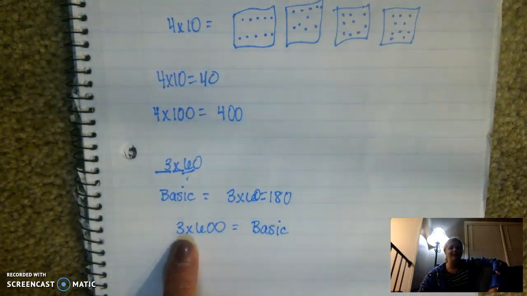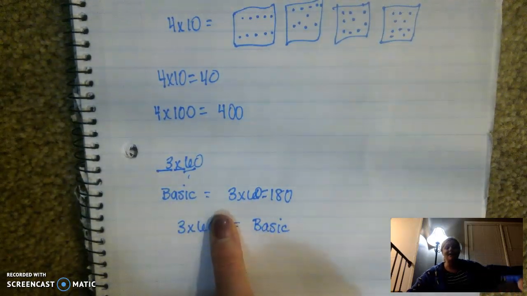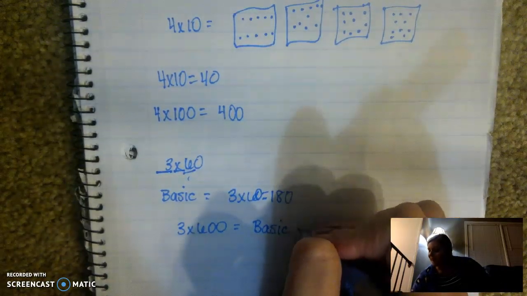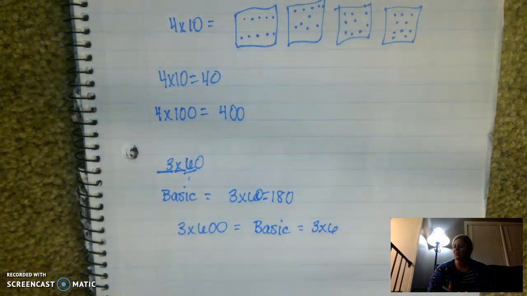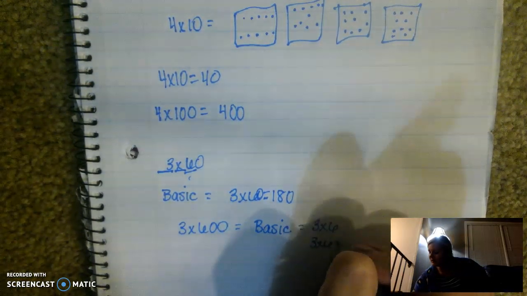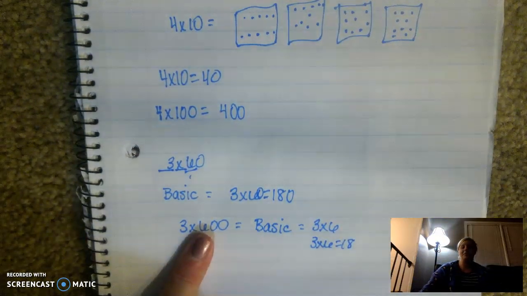Here we go. It would be 3 times 6. That's a basic fact that we should know at this point in 4th grade. So my basic fact equals 3 times 6. Well, we know 3 times 6 equals 18. Back to my original problem.